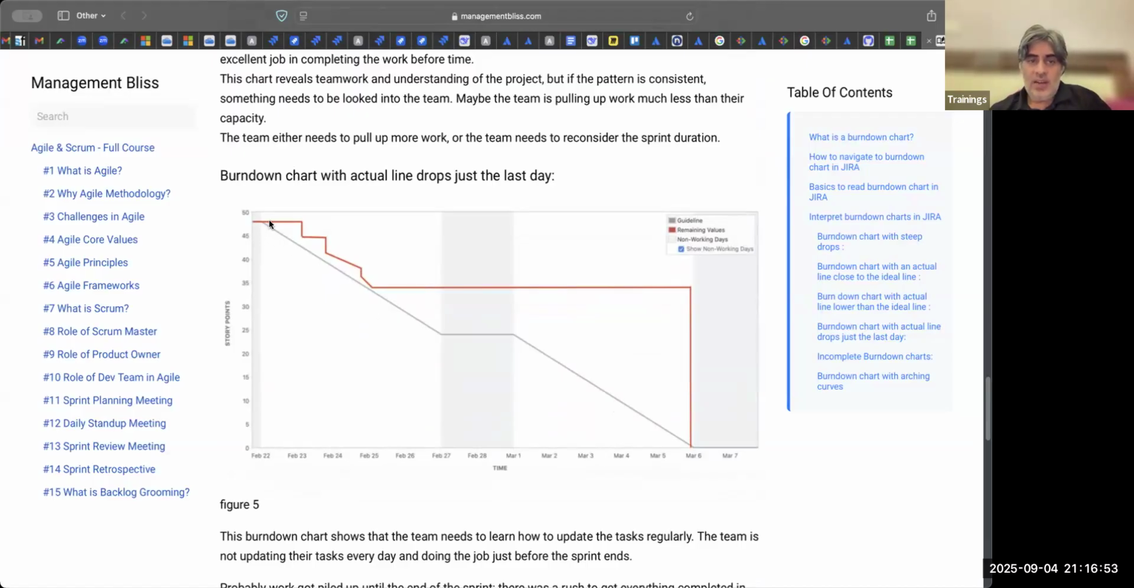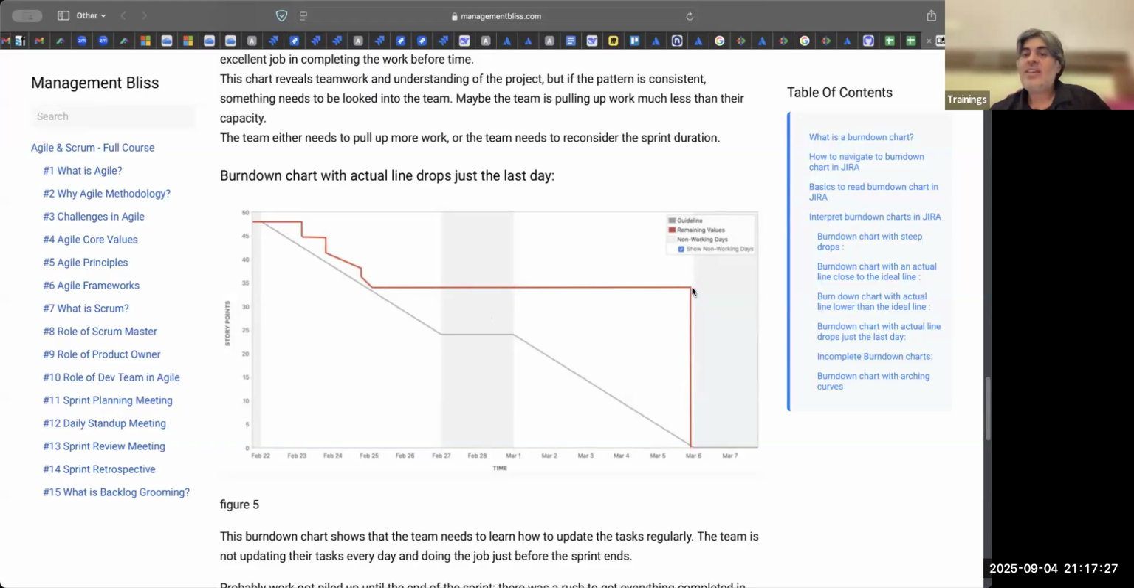So on day 1, they started with 48 points. Day 2 was good. Till the third day, it was beautiful. Then suddenly, from the third day onwards, nothing happened till the last day. So 2 cases. Case number 1, either the development server crashed, or it could be some deployment issues. There could be some trouble. Or, which is most likely, the team does not update its Jira.